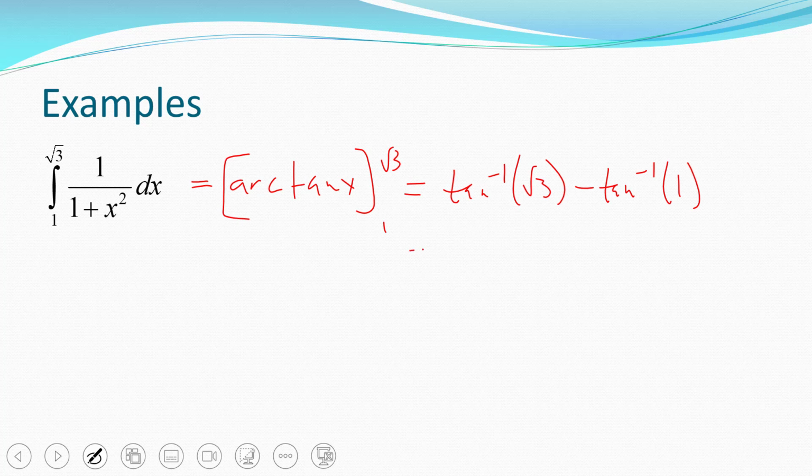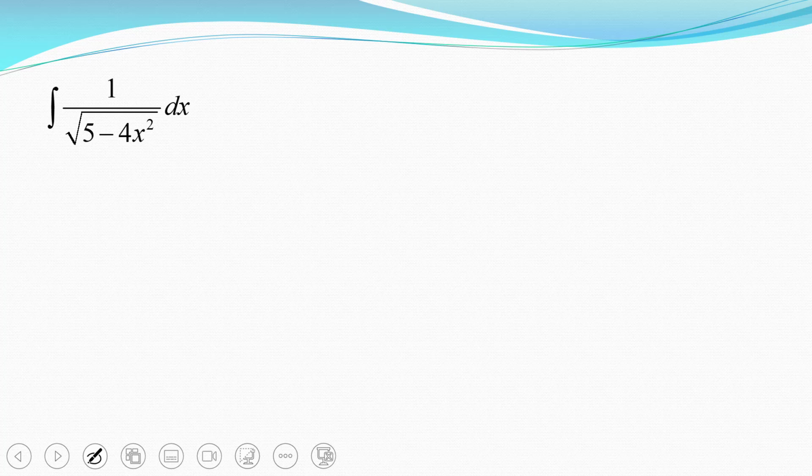This then equals the inverse tangent of square root of 3. That's pi over 3. And then we have the inverse tangent of 1, which is pi over 4. So the answer then is pi over 12. And that's it. That's that problem. Let's try the next one.